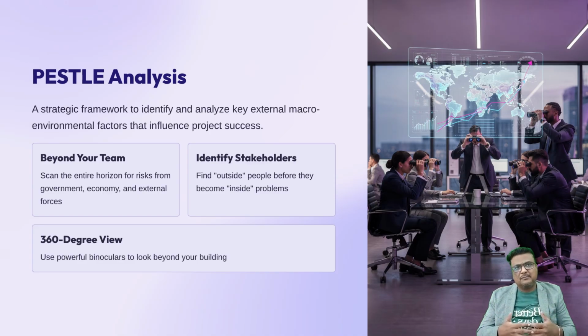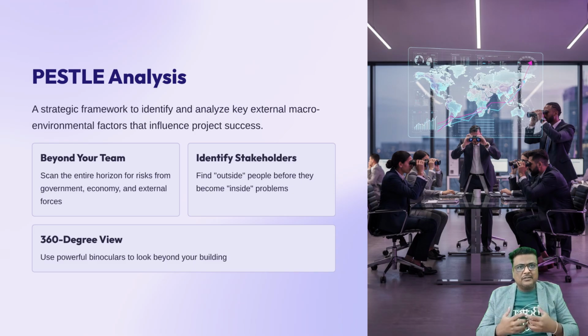Many project managers make the mistake of only looking at their own team, but PESTLE reminds us that the big world out there, the government, the economy, even the weather, is filled with stakeholders who can change our plans in an instant. I once worked on a project where we ignored a tiny shift in local politics only to have our funding cut when a new mayor was elected. By using this tool, we identify the outside people before they become inside problems.